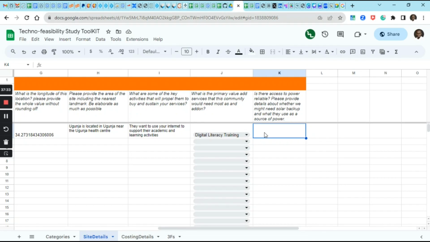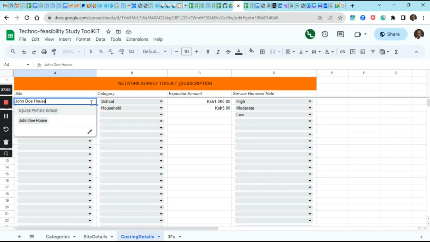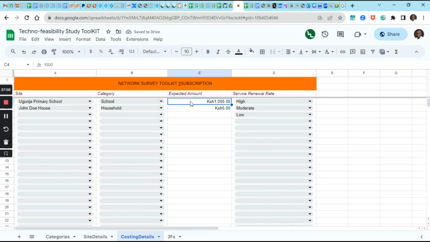like power, because your systems or your computers or your network will never run without power. So this is part of the cost that can be implied in your planning. Then looking at the costing, so you'll pick a particular site. So for example, if I say I want to deal with Ogunja Primary School under category school, you need to understand what can they pay. What are they willing to pay without them being strained?